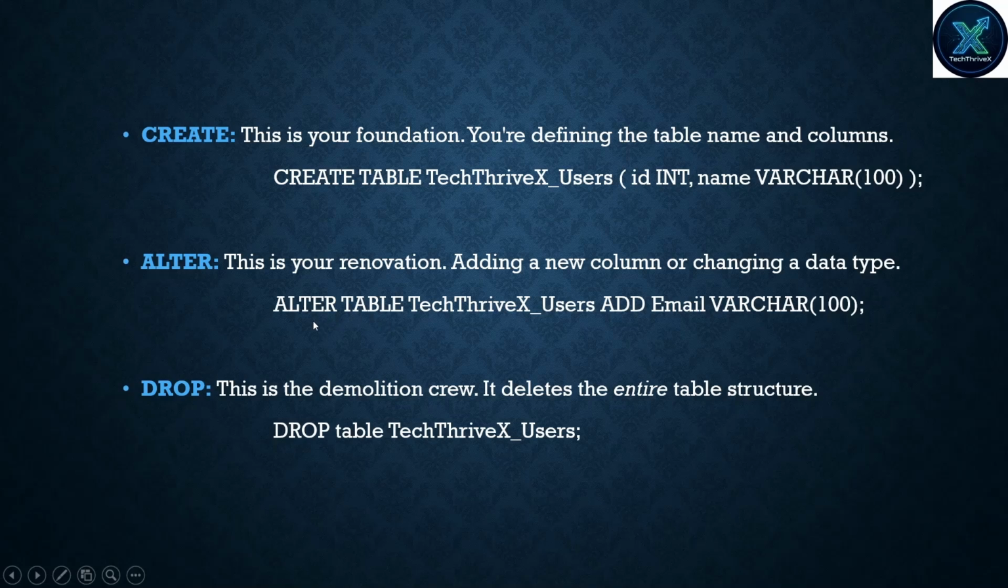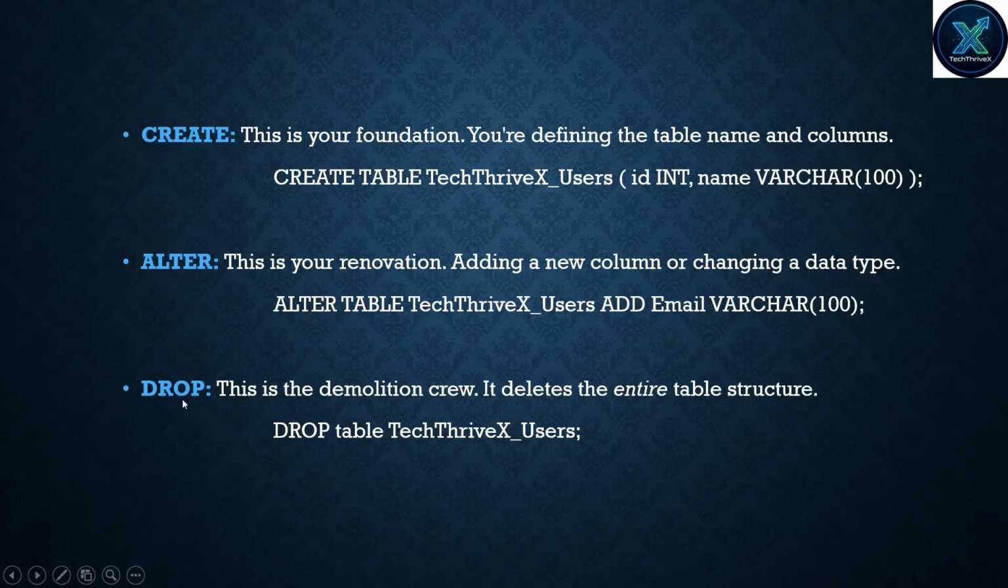So here you can see alter is the command and table. We are pointing to a table. This means we need to mention what we are pointing to. And this is the table name, TechThriveX is the table name. And here we are adding a new column called email. And this is the rule for that.